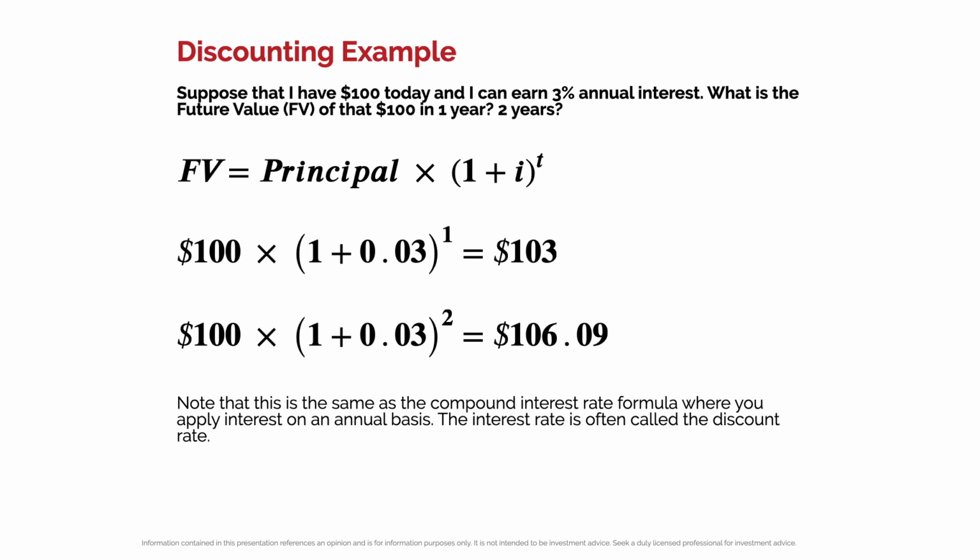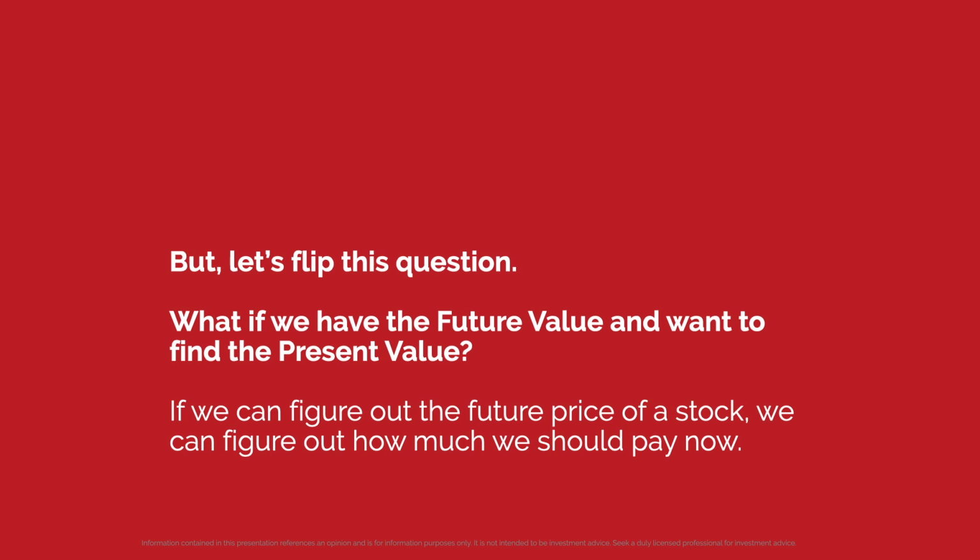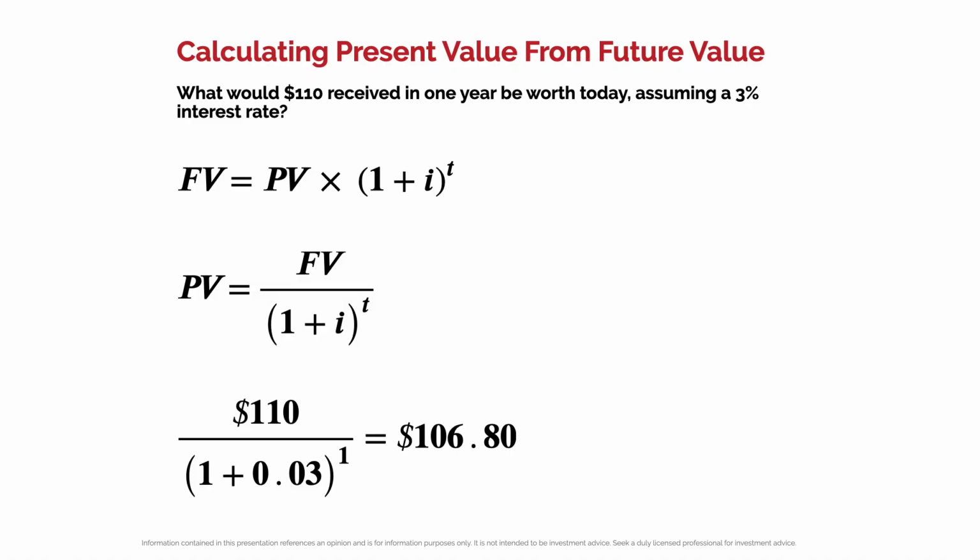Now, let's flip the question a little bit. What if we have the future value and want to find the present value? We can think about this in the concept of stocks. If we can figure out the future price of a stock, we can figure out how much we should pay now based on that discounting concept. So we can just flip our equation around. The future value is equal to the present value times 1 plus i to the t, which is what we started with previously. We flip it around and you get future value over 1 plus i to the t. So if you received $110 in 1 year, what would it be worth today? Assuming again that 3% interest or discount rate, it's going to be worth $106.80 today.